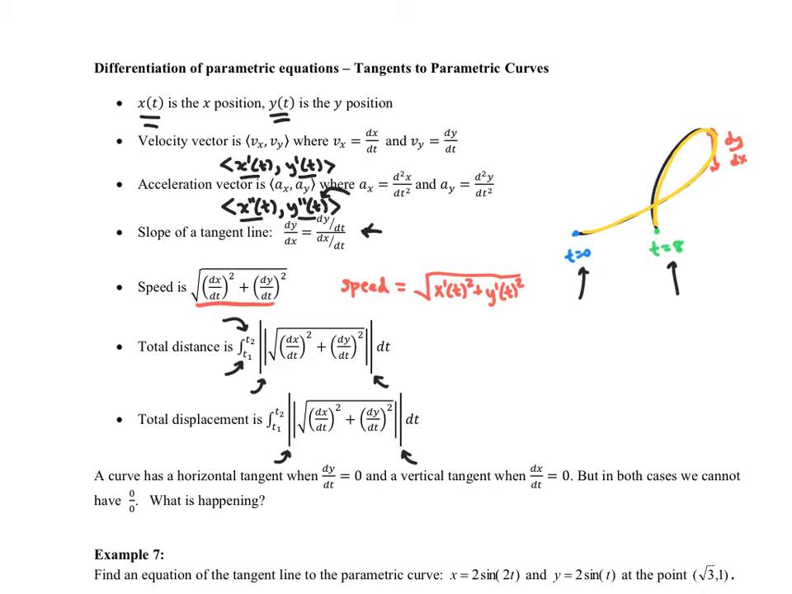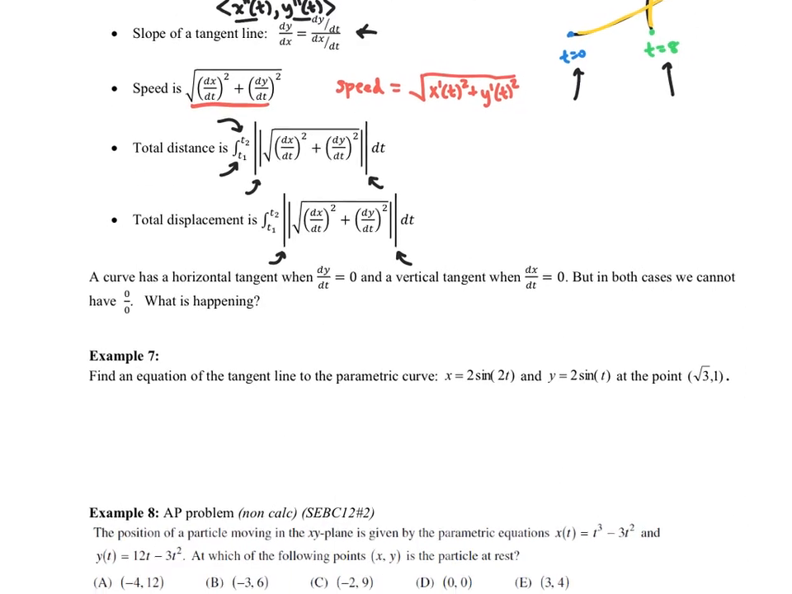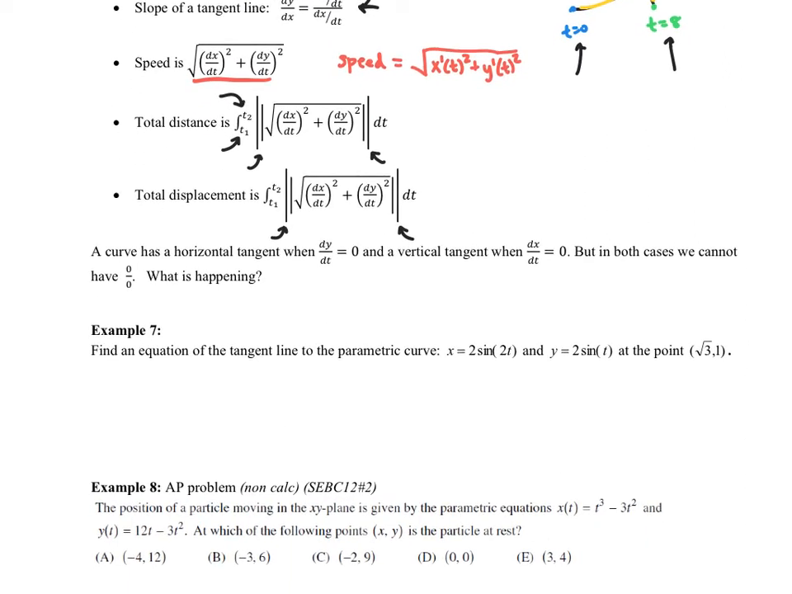Okay, now with respect to that, a curve has a horizontal tangent when dy/dt is equal to 0. So the particle is not changing its position vertically, right? Its velocity in the y direction is 0. And it would have a vertical tangent when dx/dt is 0. So there's no horizontal movement when dx/dt is 0.